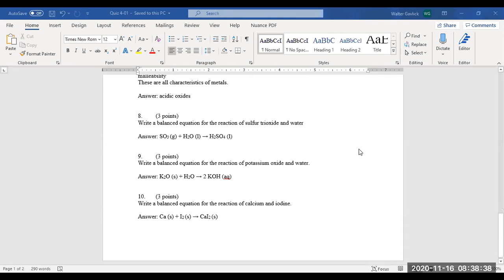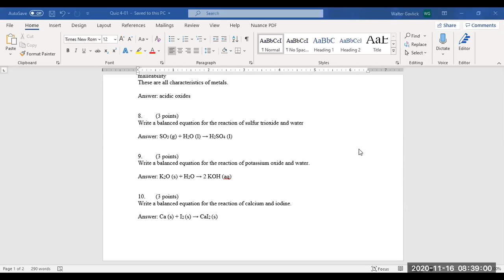Number 8, 9, and 10 were all balancing equations. So the first one, SO3 plus H2O going to sulfuric acid. The second one, potassium oxide plus water going to potassium hydroxide. And the final, calcium plus iodine going to calcium iodide.